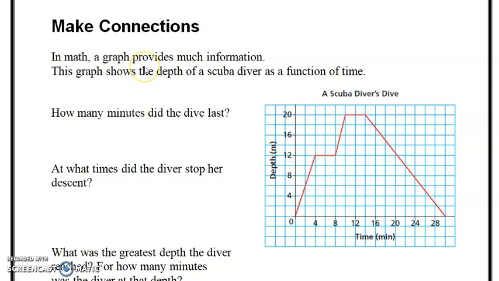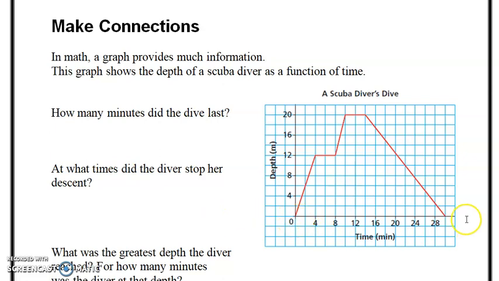So in math, a graph can provide lots of information. The graph shows the depth of a scuba diver as a function of time. So again, time is the independent variable, and the depth is dependent. Let's answer a few of these questions here. It says, how many minutes did the dive last?